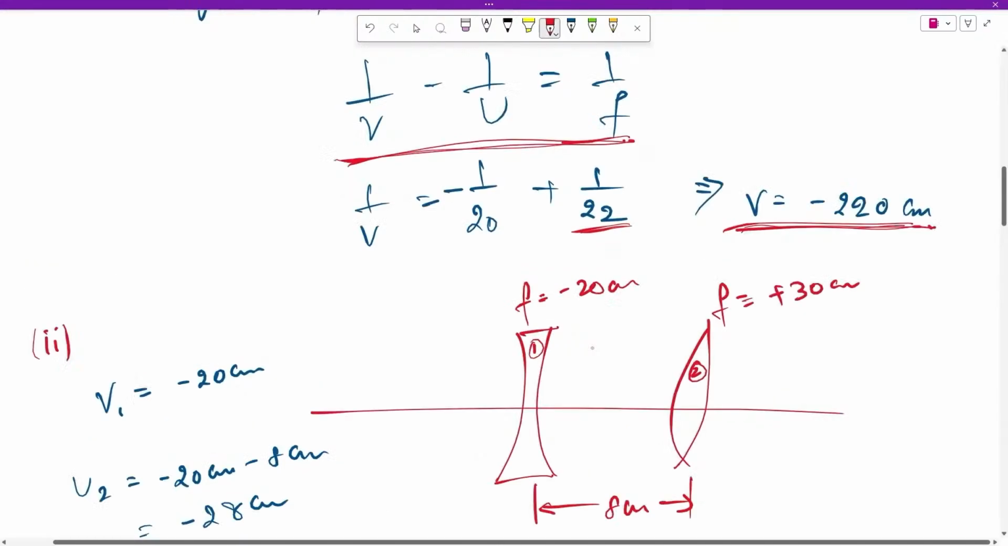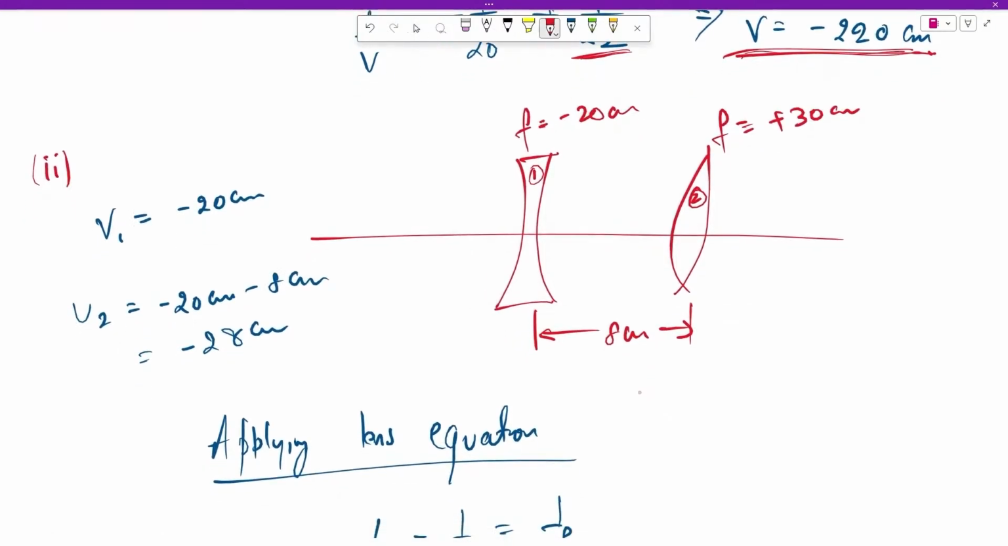Now we will consider the second case in which the concave lens is the first lens and the convex lens is the second lens. So here v1 would be equal to minus f, because when the incident ray is there, it will virtually tend to form an image in front of the concave lens at 20 centimeter, equal to its focal length. Now we can treat this image as a virtual object for this convex lens. So u2 would be equal to this 20 centimeter plus this 8 centimeter distance. So the total value of u2 would be minus 28 centimeter with sign convention.